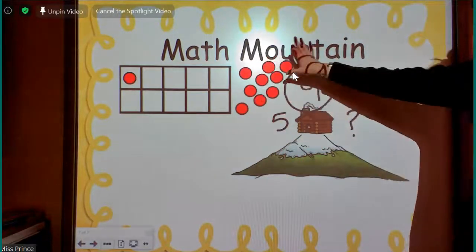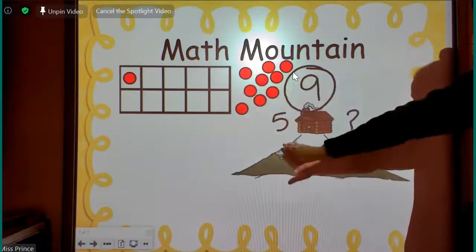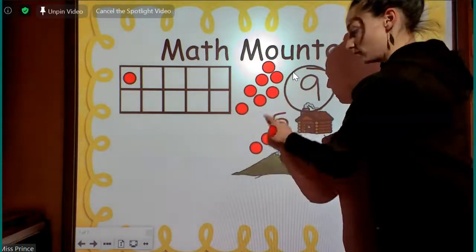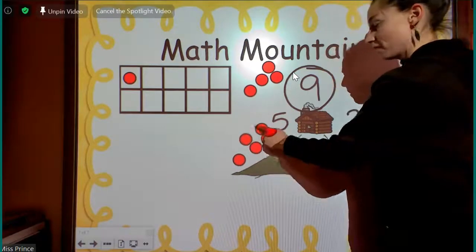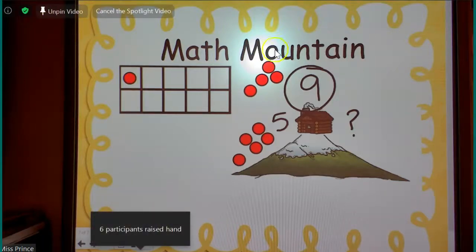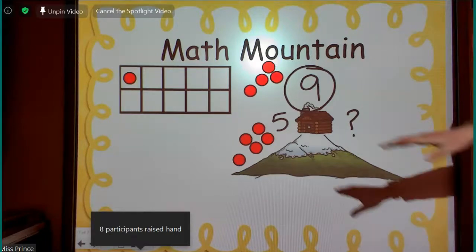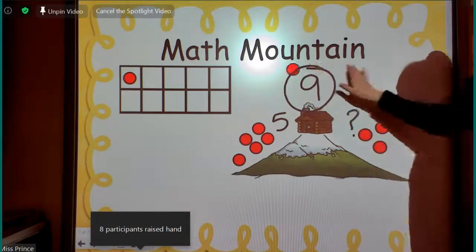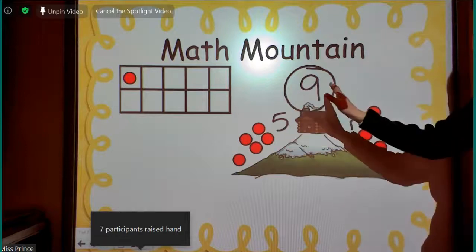Now, here's all my 9 monsters that were in Ontario. 5 of them went to the movies. 1, 2, 3, 4, 5. The rest went to Ogawa's and had sushi. So if you can help me solve how many went to Ogawa's, use the raise hand button. Mario. Mario says 4. So Mario, together we are going to write a subtraction problem using these numbers, okay?